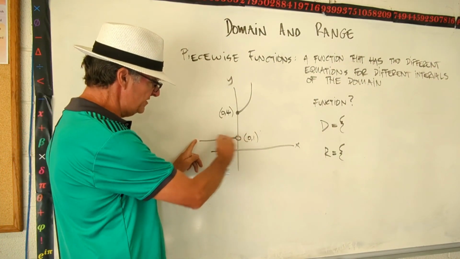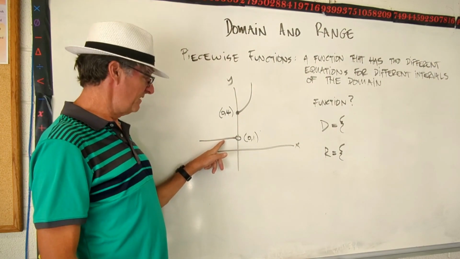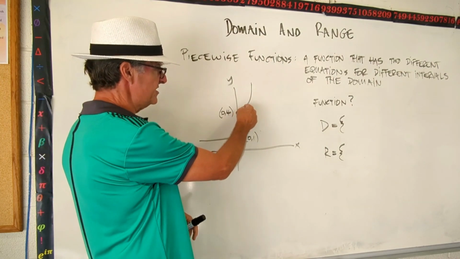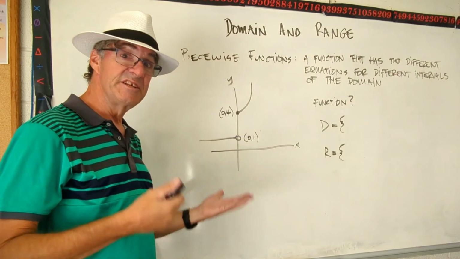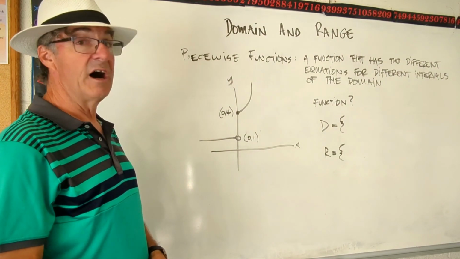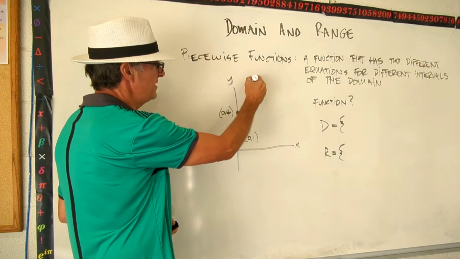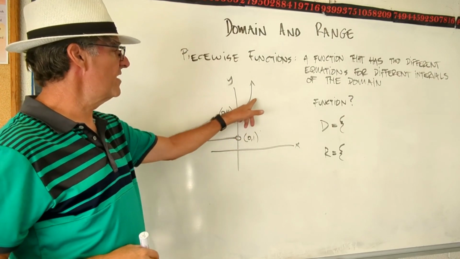Whatever's going on with this part of the function, there's one rule that's governing that line. But then when we get over here, there's obviously a different rule. We've got a gently curving or increasingly steeply curving line going up in the y direction. So this would be a piecewise function. So we could write a rule for this and we could write a rule for that.